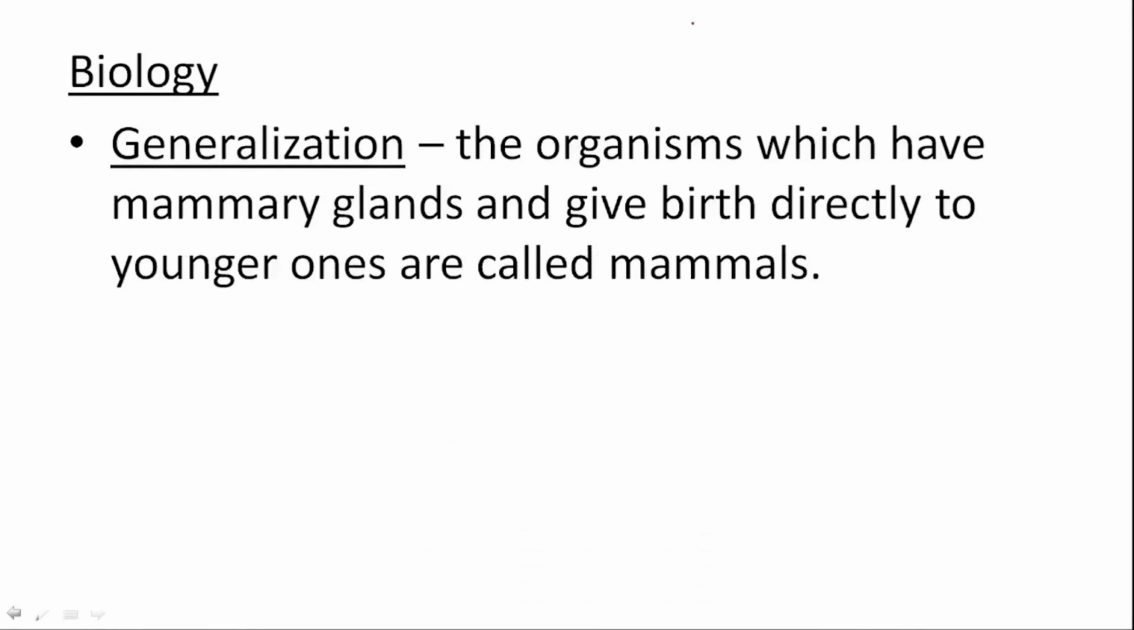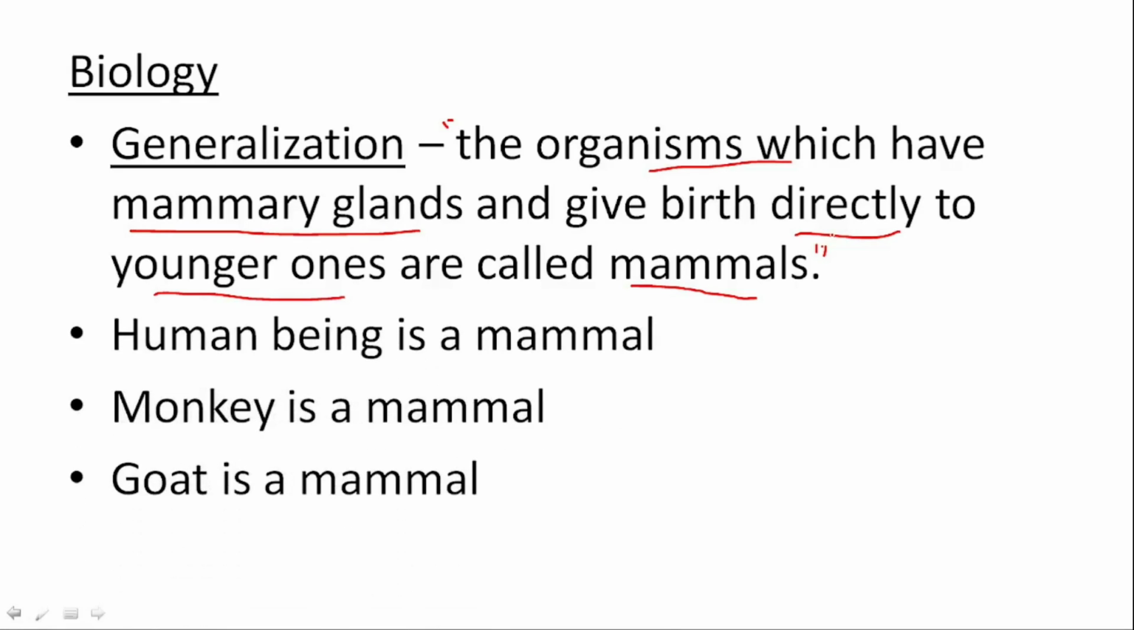In biology, the generalization is: organisms which have mammary glands and give birth directly to their young ones are called mammals. Okay, this is the generalization. For this, we will ask students to give particular and relevant examples. After students' critical thinking and analysis, they come up with examples like this: human being is a mammal, monkey is a mammal, goat is a mammal.